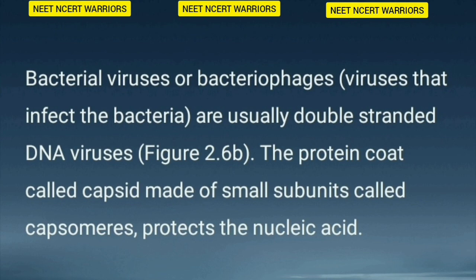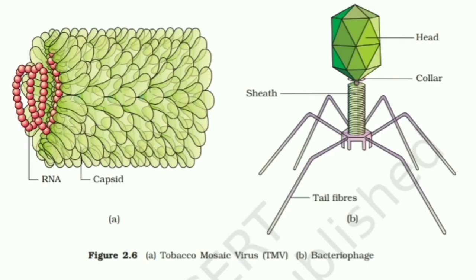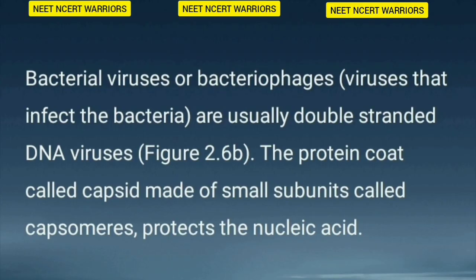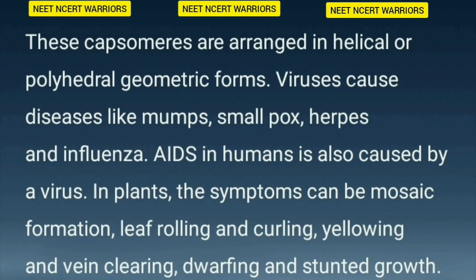You can see in figure 2.6b. The protein coat, called capsid, made of small subunits called capsomeres, protects the nucleic acid. These capsomeres are arranged in helical or polyhedral geometric forms. Viruses cause diseases like mumps, smallpox, herpes, and influenza. AIDS in humans is also caused by a virus. In plants, the symptoms can be mosaic formation, leaf rolling and curling, yellowing, vein clearing, dwarfing and stunted growth.